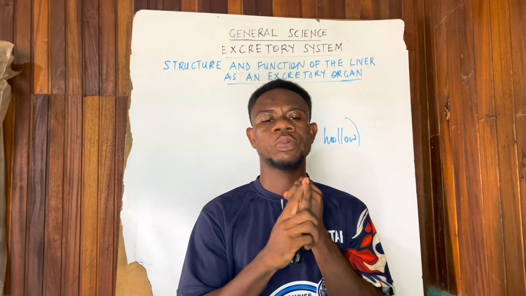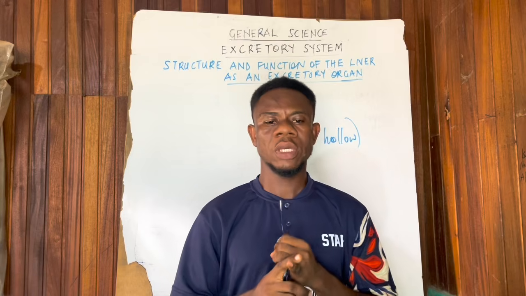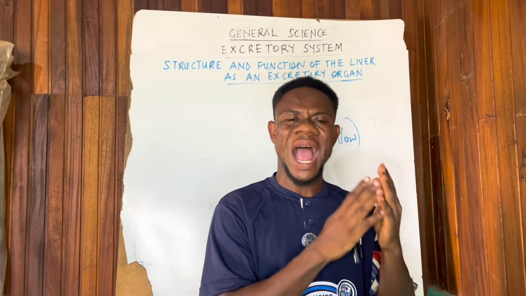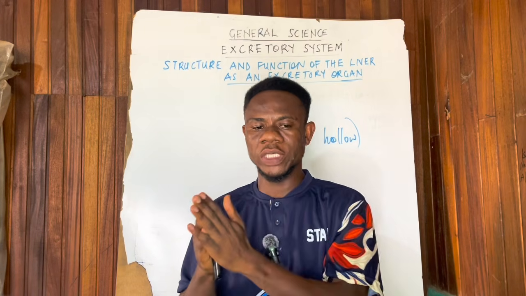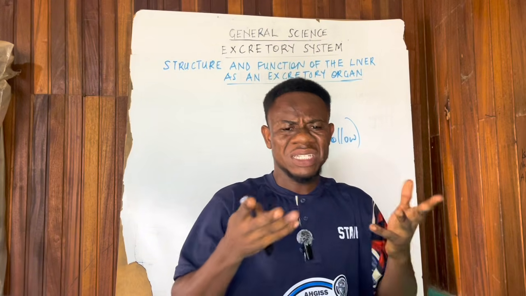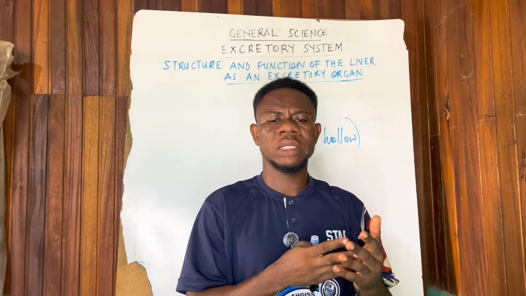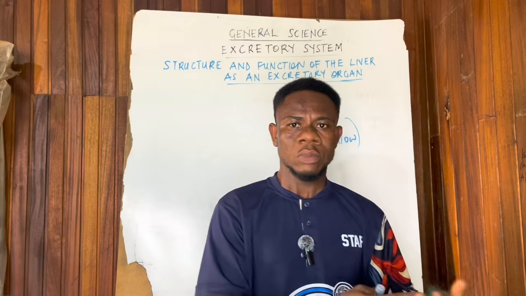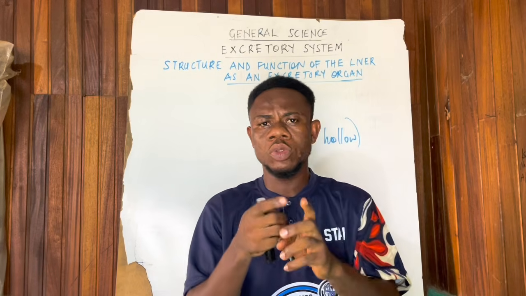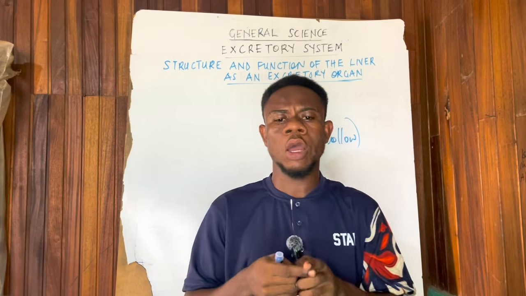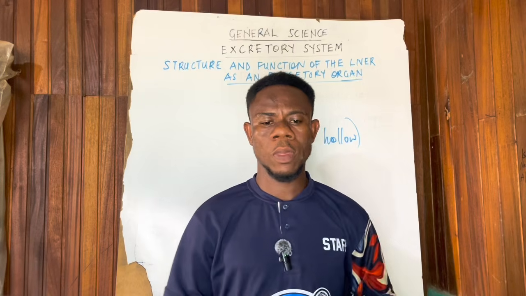Let's talk about the color of the liver. It is reddish brown in color. Why? It is due to high blood content. It also changes color based on the blood oxygen levels. This means the liver is able to change color due to your blood oxygen level.